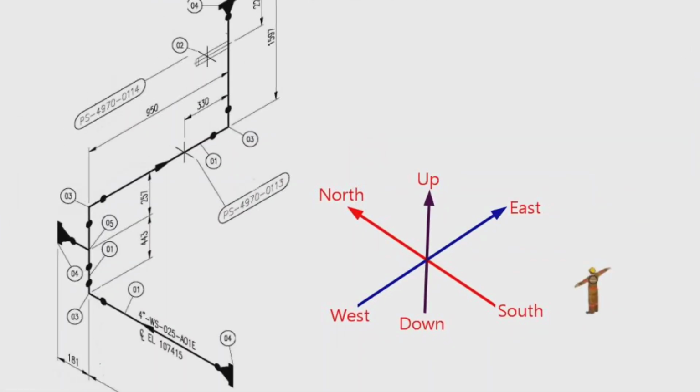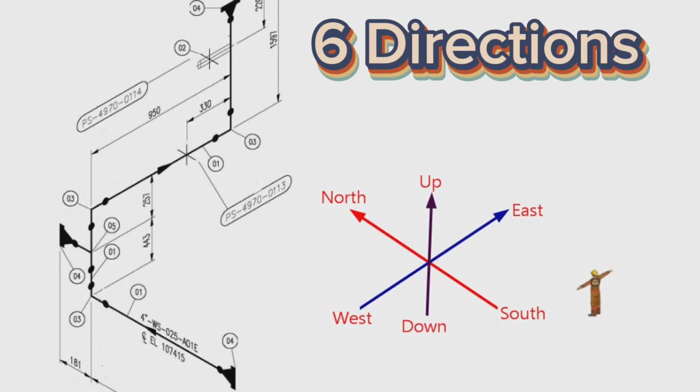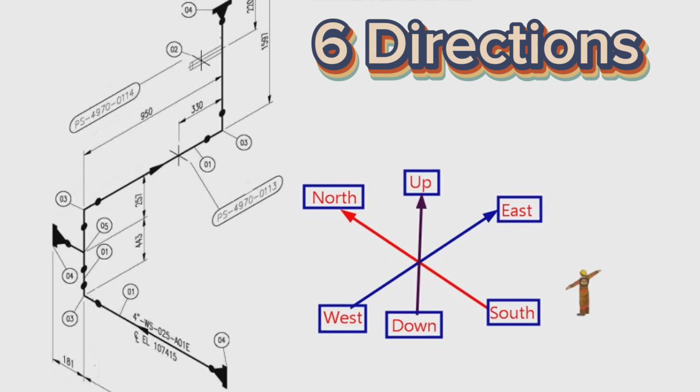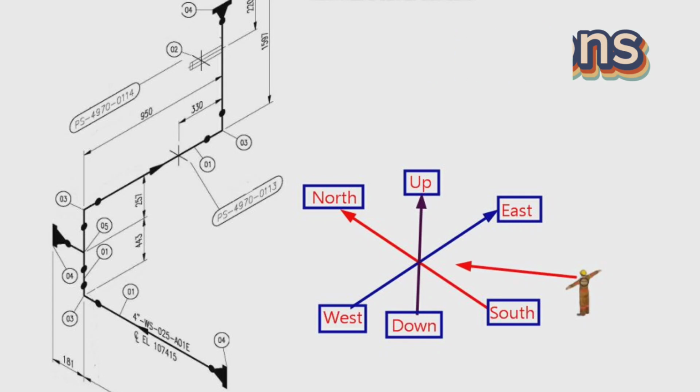Now let's find out in which direction the pieces of this pipeline move. This scheme you see in the video shows the directions. Let's try to read this pipe drawing with the help of this scheme. There are 6 directions here. North direction. South direction. East direction. West direction. Up direction. Down direction. The person reading the drawing should imagine himself facing north, provided that he is in the center of these directions.